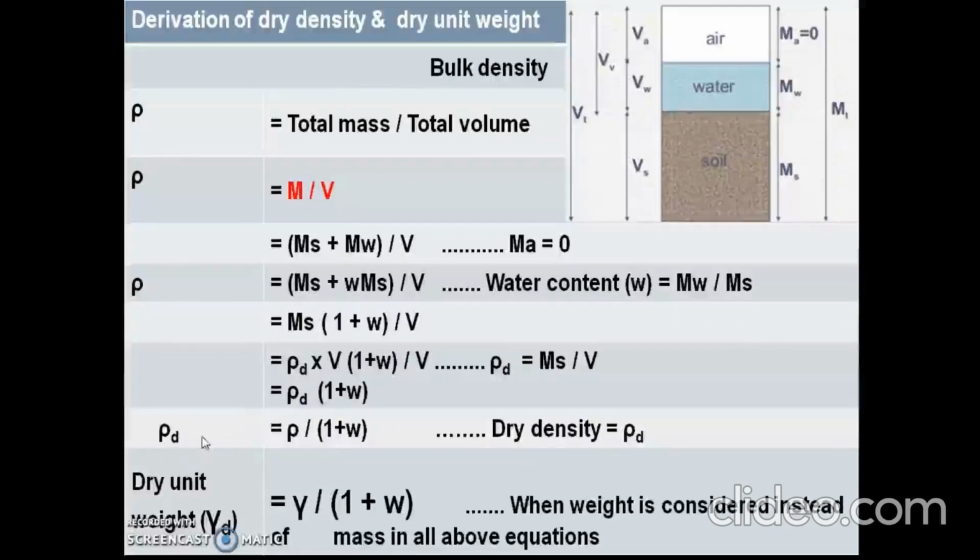Now, what will be the equation for dry density now? Dry density is equal to rho divided by (1 plus W). Similarly, we can derive equation for dry unit weight as gamma d equal to gamma divided by (1 plus W) when weight is considered instead of mass in all these above equations.